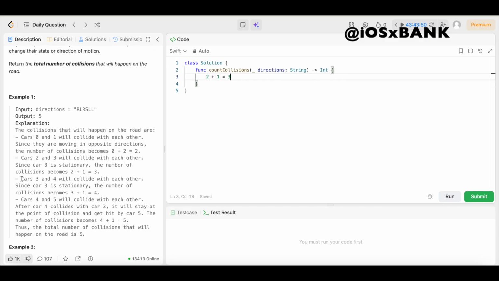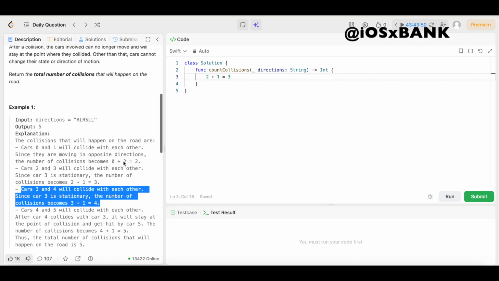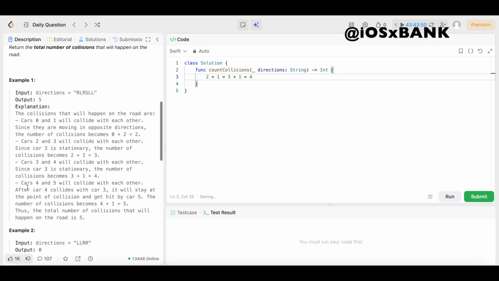Then it says cars 3 and 4 will collide with each other. Since car 3 is stationary, the number of collisions becomes 3 plus 1, which equals 4. So once again, this car is stationary. This car is going to the left, right? So this car was going to the right. It crashed into the stationary car. Now this car is going to the left. It crashes into that same stationary car. So now we have another collision, and we could add plus 1 to the count. So now we have 4 collisions. Boom. And then finally, it says cars 4 and 5 will collide with each other.